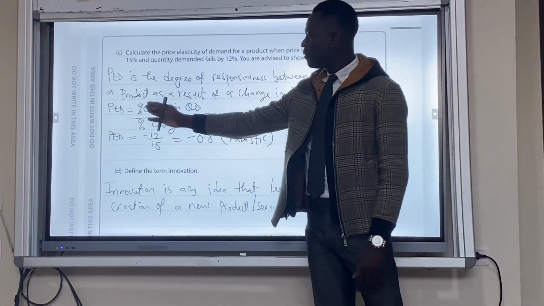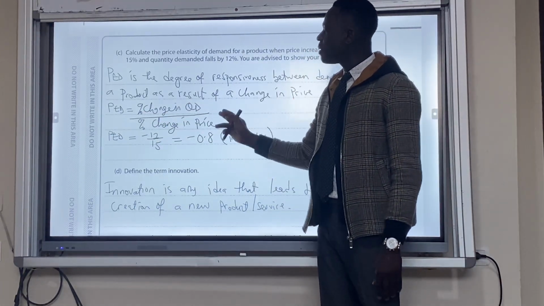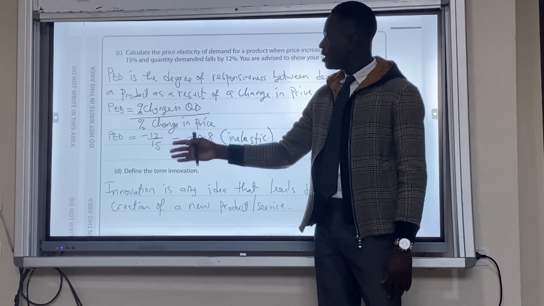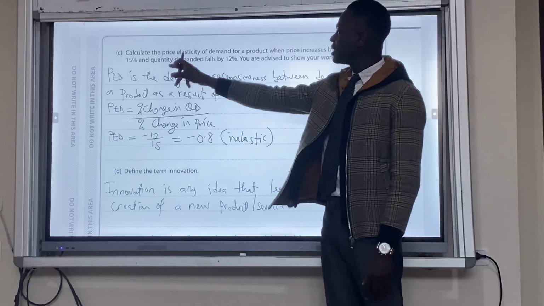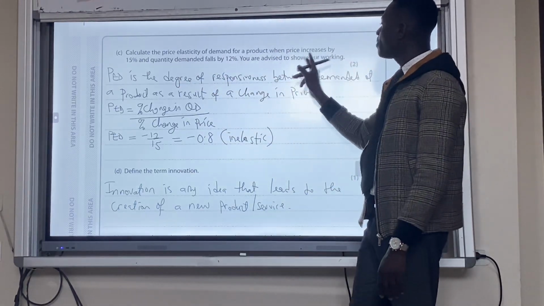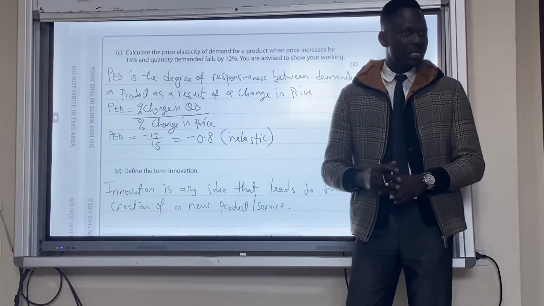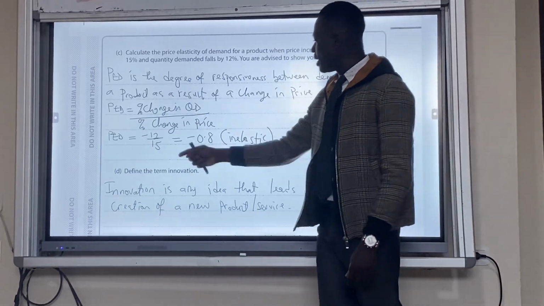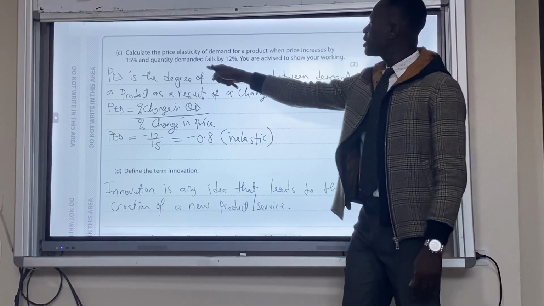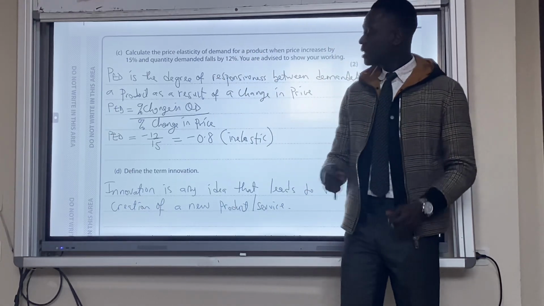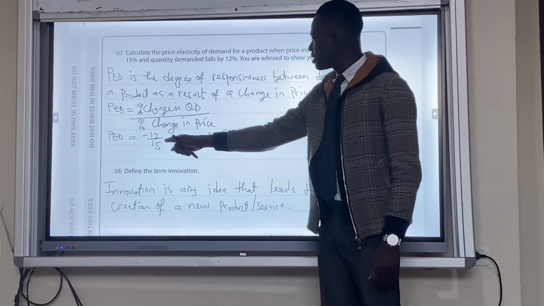So for PED, the formula is percentage change in quantity demanded over percentage change in price. That is the responsiveness. Based on the question, we should calculate the price elasticity of demand for a product when price increases by 15%. And increase by 15% means addition, plus 15%, yes or no? That is for price. Then the quantity demanded falls by 12%. That means there's a negative there. Negative 12%. Do we get it?